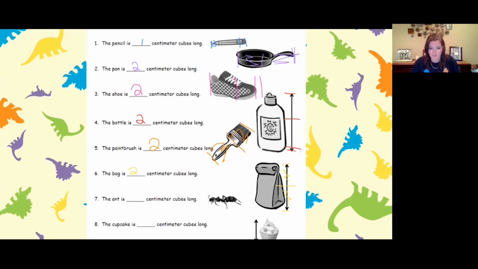So we got 2 more. So the ant is blank centimeter cubes long. Let's measure it. Let's get our endpoints going. Oh, I forgot to change the color. Let's change the color because more fun. So we got 1 endpoint. That's a little tail right back here. I think those are its legs. I'm not a science teacher. I'm a math teacher.